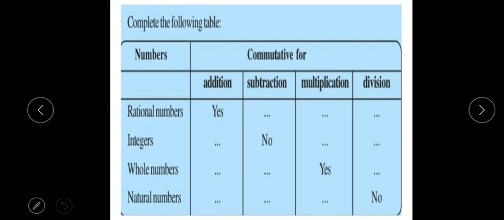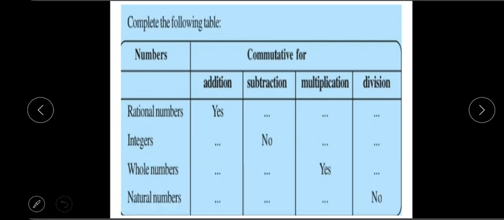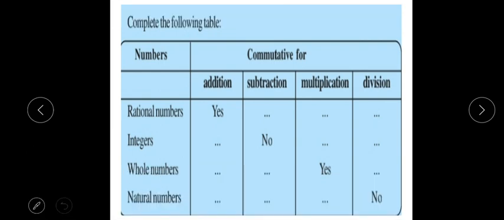Now we have learned the commutativity for various numbers. We can easily fill this table. Rational numbers, for addition they are commutative. For subtraction, are they commutative? No. For multiplication, yes. For division, no.